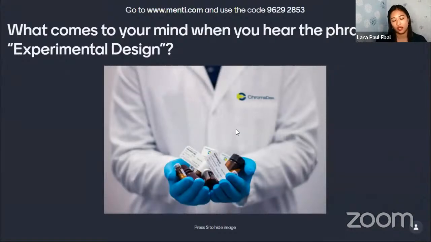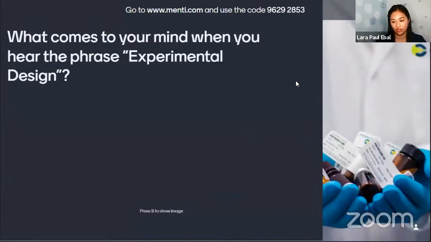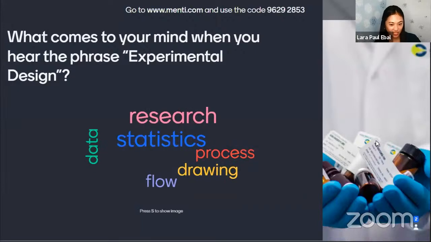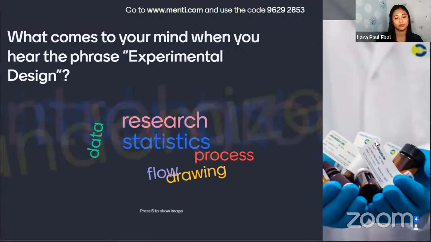At least now I need to know the level of your knowledge on this experimental design so that I'll be able to discuss in a way that you want it to be. Okay, so research, statistics, data, process, drawing, flow.